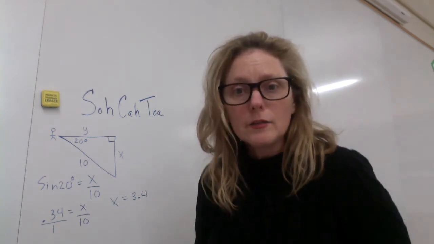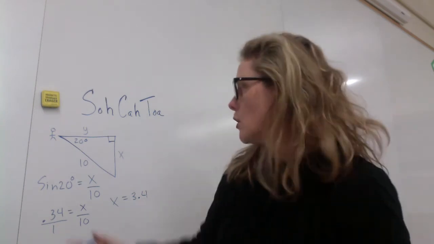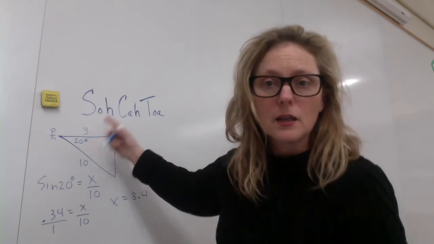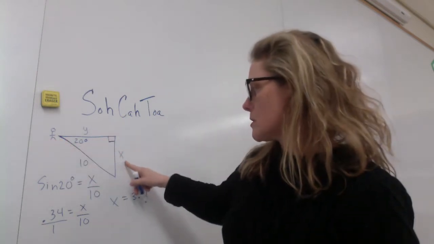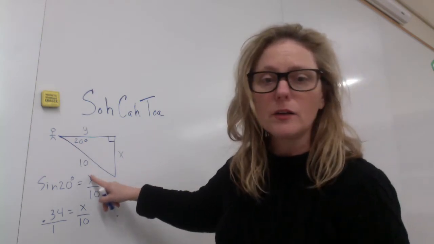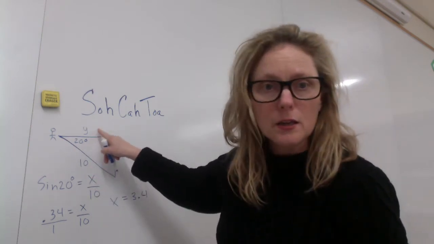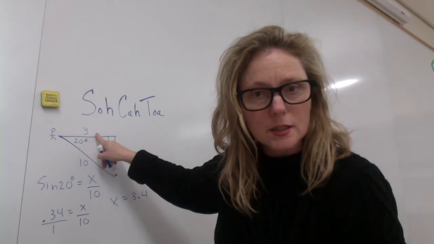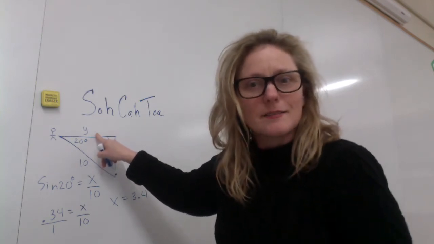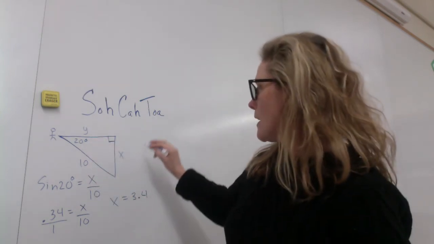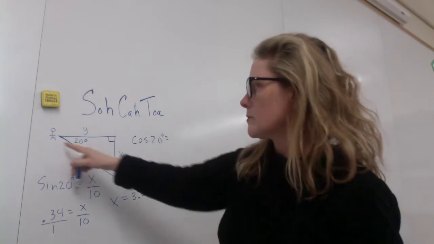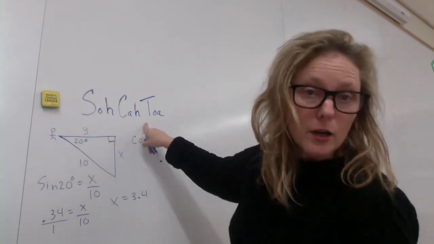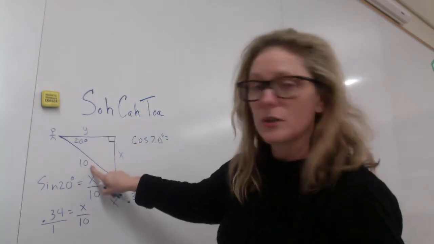Now, what if I don't have y, I need to find that next. Well, same thing, I'm going to look. This was the side opposite. This is the hypotenuse. This must be, Lorenzo, what is it? That's right, this is the side adjacent. Great. So I'm going to write cosine 20 degrees, which is adjacent over hypotenuse, so that's going to be y over 10.